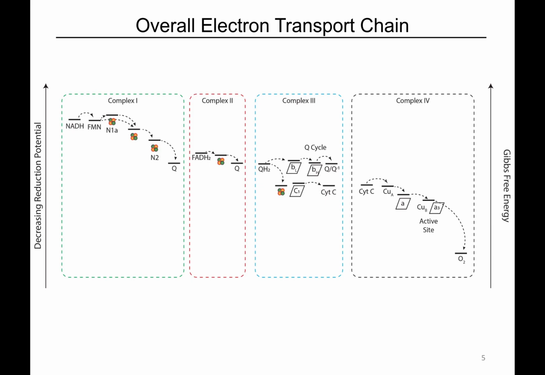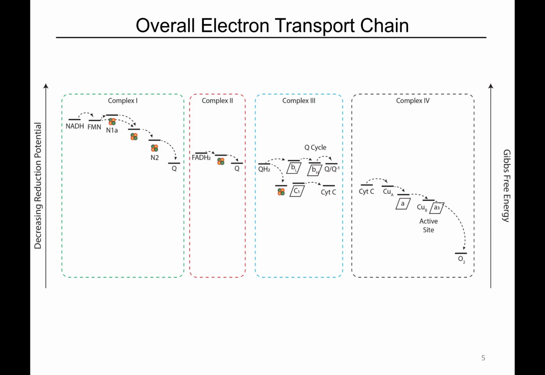The same type of thing happens in complex 2. So complex 2 contains our succinate dehydrogenase, one of our enzymes of the TCA cycle. Succinate gives electrons to FAD, yielding FADH2, and then it gives electrons one at a time to a couple iron sulfur clusters, which then in turn give electrons one at a time to coenzyme Q. No matter where we start, complex 1 or complex 2, we are giving 2 electrons to coenzyme Q, reducing it to the ubiquinol, their fully reduced form.